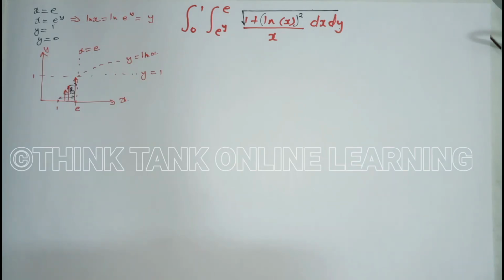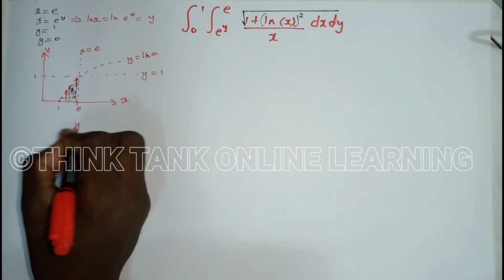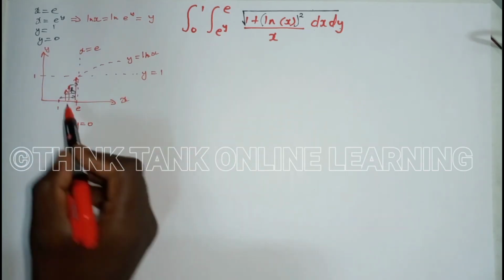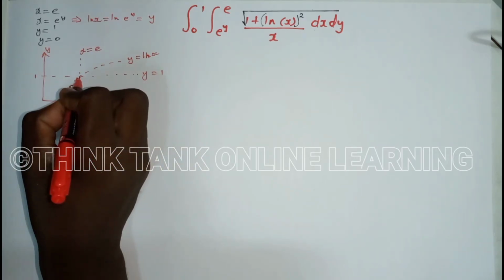Okay, so now what are our limits? I'm going to start with y. The lower boundary for y is 0. Y is equal to 0. Y is starting right here, and y is going up to this point, so this point is 1.